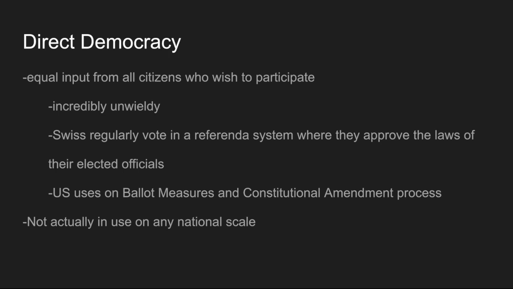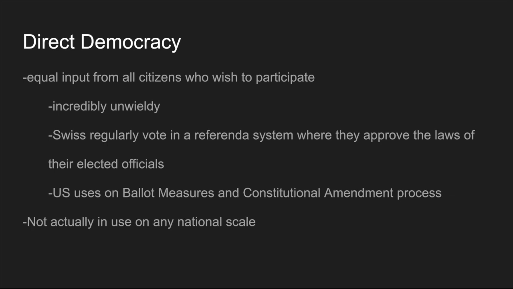It's incredibly unwieldy because every decision in a direct democracy is supposed to be made. Are we going to do this? Are we going to do that? Everything has to be voted on, counted, and then implemented. People's minds change. So it's very, very, very tedious to get anything done there.